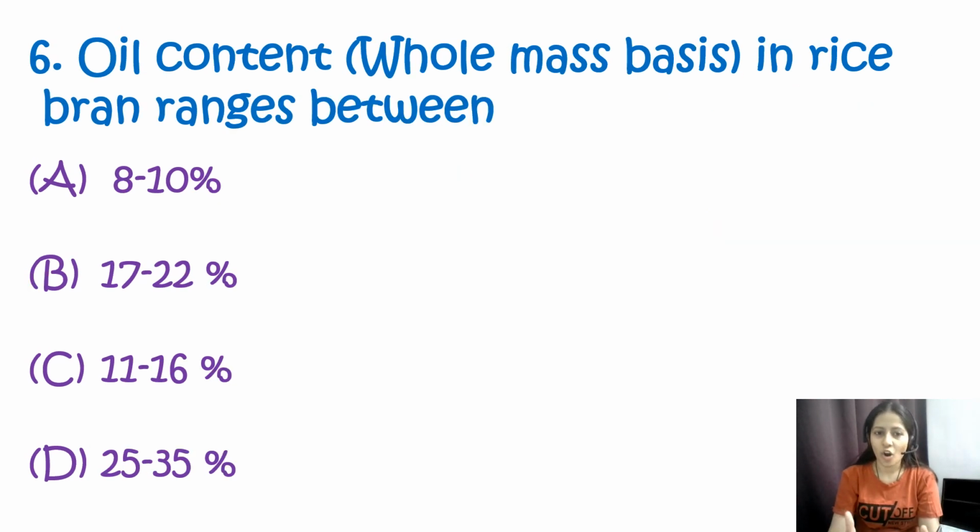Question number 6. Oil content, on a whole mass basis, in rice bran ranges between. The oil content in rice bran typically ranges between 17% to 22%. That is my correct option, option number B. So on a whole mass basis, the correct answer will be option B, that is 17% to 22%.